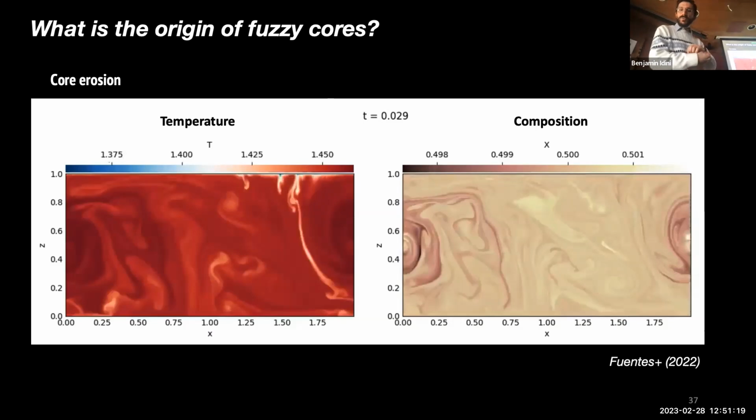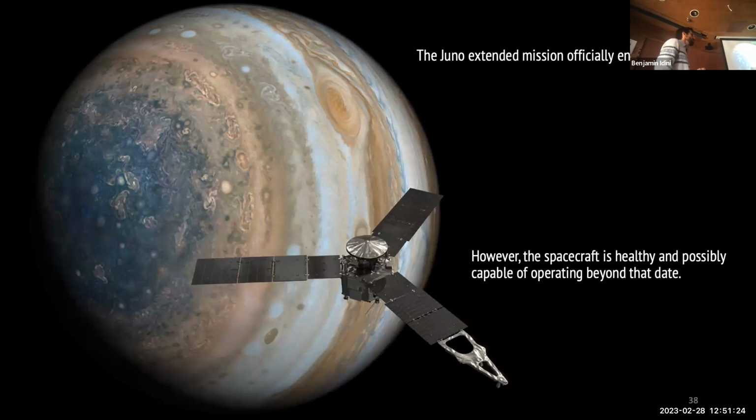I'm running out of time, so I will go very fast about the future. The future is, well, Juno is still there collecting data, and it will be until at least 2025. Unfortunately, most likely the extension of the core will not be solved by Juno. We need a different strategy to observe the interior of a planet, and that is, at some point, gravity has a fundamental limitation. It's sensitive to the outer layers. When you want to look at what is going on very deep, it doesn't matter if you stack infinite data, it's not going to give you more information.